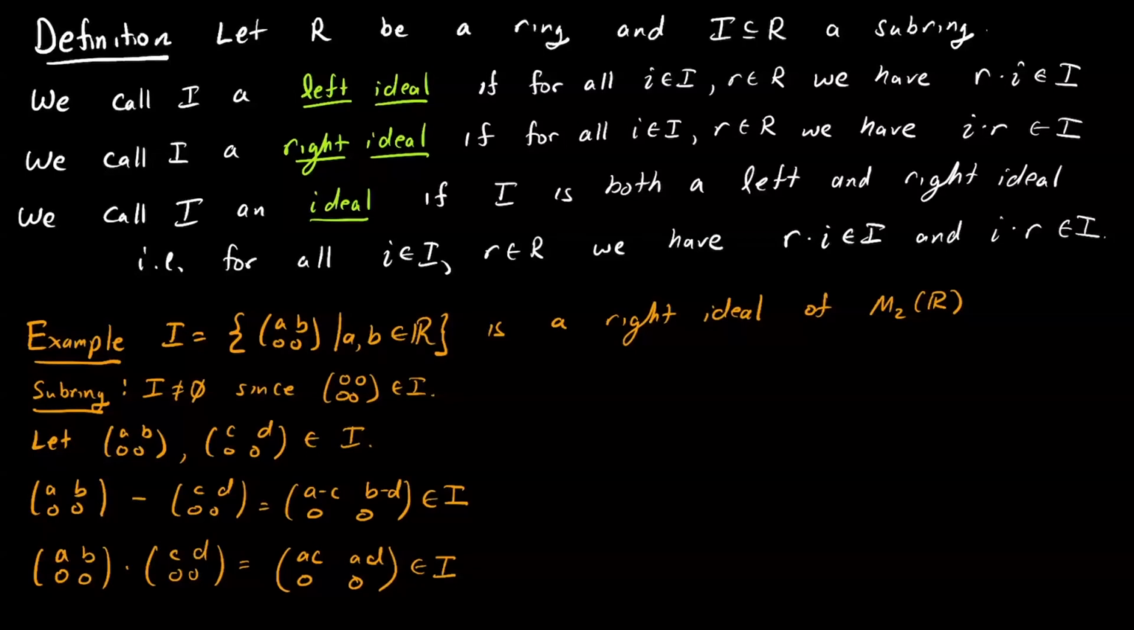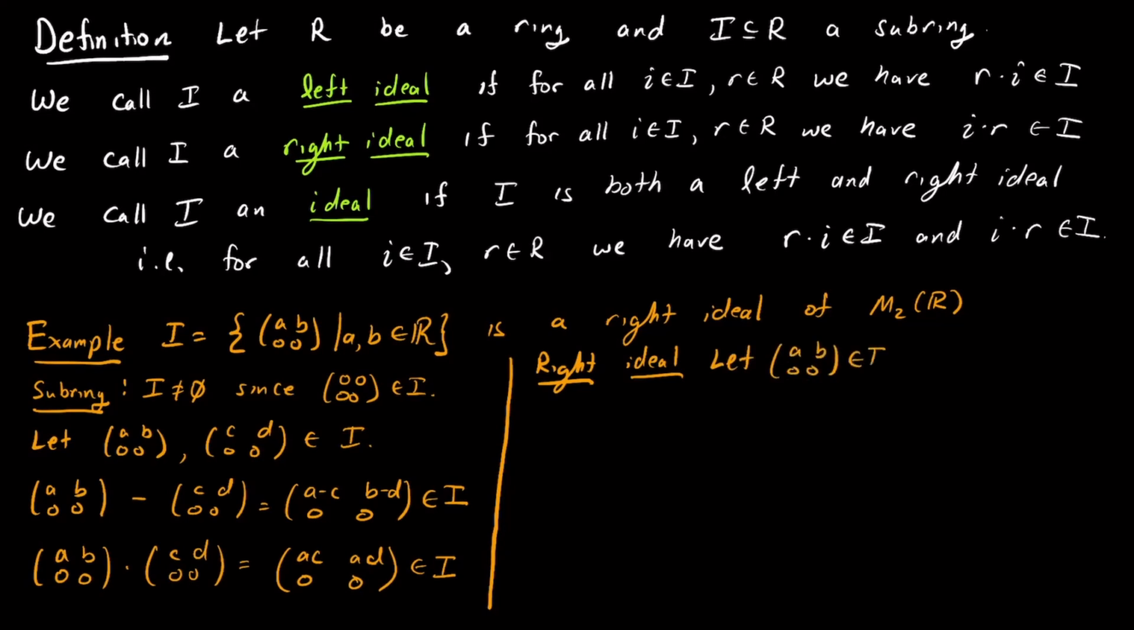So now let's go ahead and check that this is a right ideal. Okay, so to check that it's a right ideal, what I'm going to do is take an element of my ring and an element of my set I, and multiply them where the element of I is on the left and the element of my ring is on the right. So I need to take two arbitrary elements. So I'll consider the element [a, b; 0, 0] in I, and I'll consider the element [c, d; e, f] in M2 of R. And so what I need to do is look at [a, b; 0, 0] times [c, d; e, f] and show that I end up with an element of I.